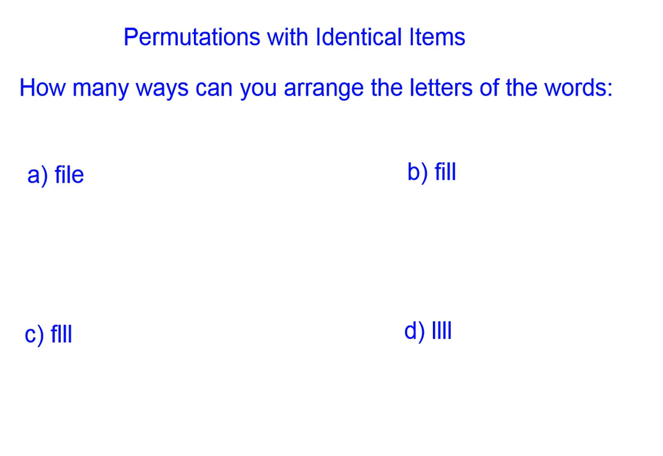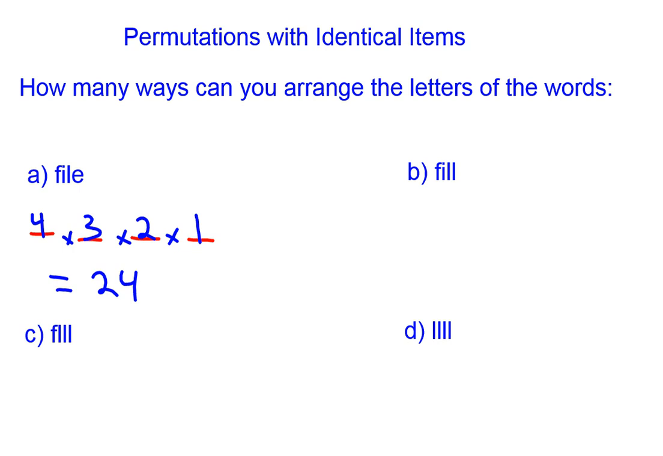So for the first one here, the word file, there are 4 different spots. There are 4 choices for the first letter. It could be an F, an I, an L, or an E. 3 for the next, 2 for the next, and 1 more. We could list those all out if we wanted to, but knowing about permutations, we know that there would be 4 times 3, which is 12, times 2 is 24, times 1 more is still 24. So there are 24 arrangements of the letters in the word file.